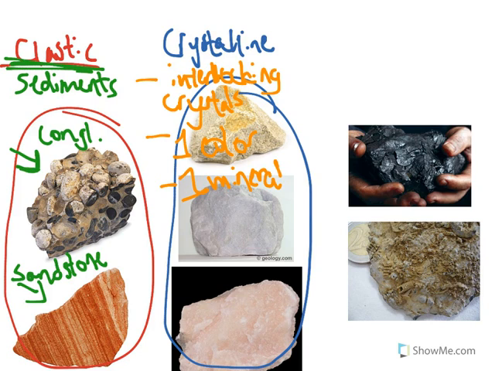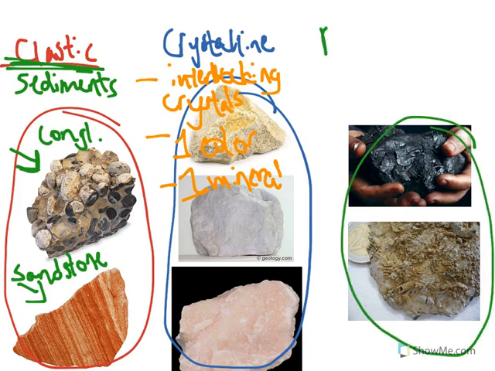Finally, the third type, and then I'm going to end this video because it's getting a little bit longer than I'd like, is the bioclastic, okay? Bioclastic, what word do you hear? Bio means living, right? So bioclastic rocks are made up of particles that were once living.